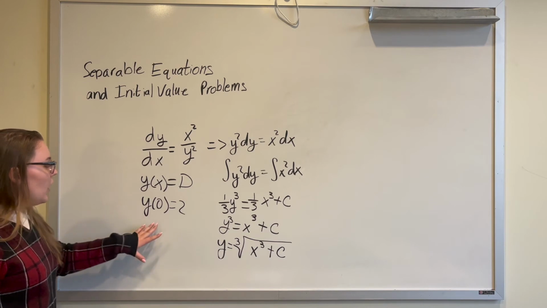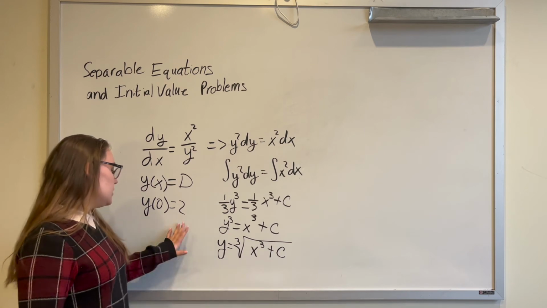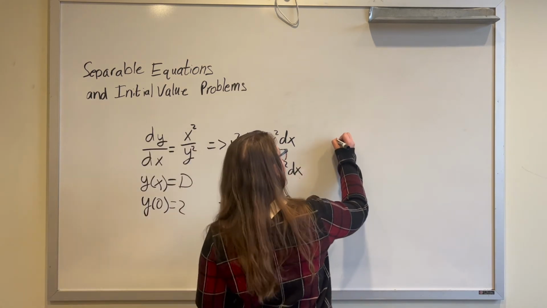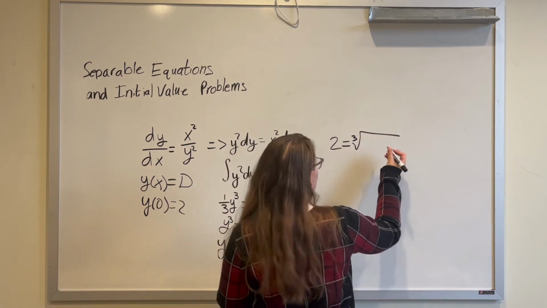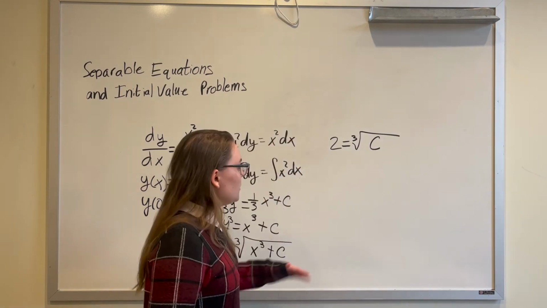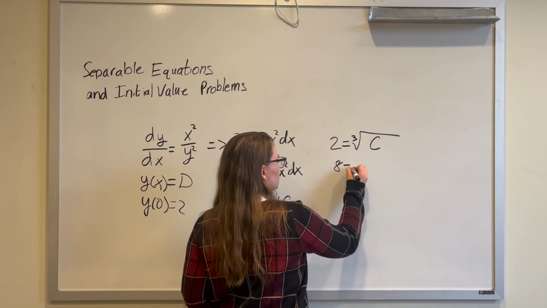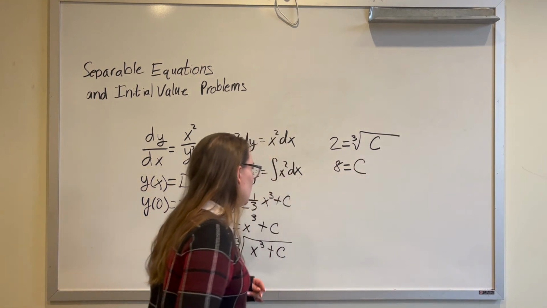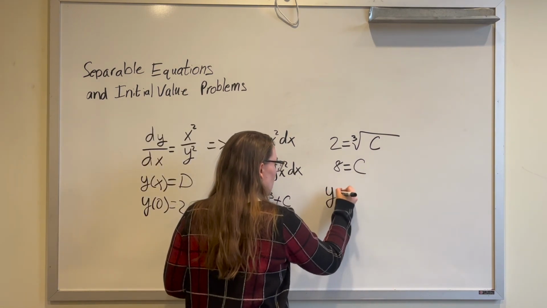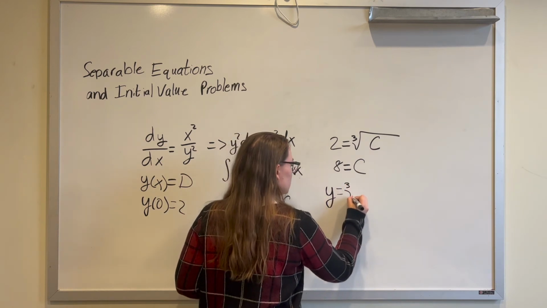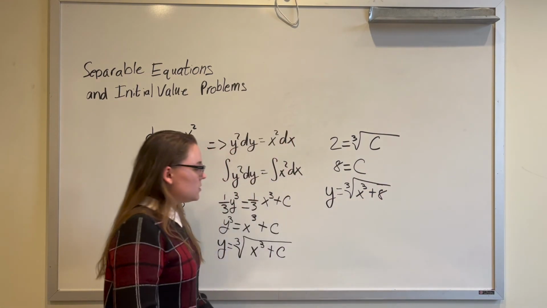So now that we have that y of 0 is equal to 2, we can plug in 0 for our x and 2 for our y. So that means that 2 is equal to the cube root of 0 cubed, which is 0, plus c. So we can take the cube of either side to get 8 is equal to c. And now that we have this value, we can write out our final equation, saying that y is equal to the cube root of x cubed plus 8. And that is our final solution, and we're done.